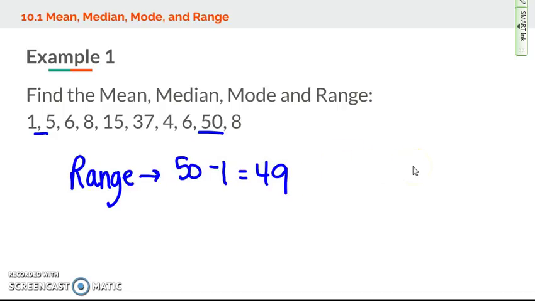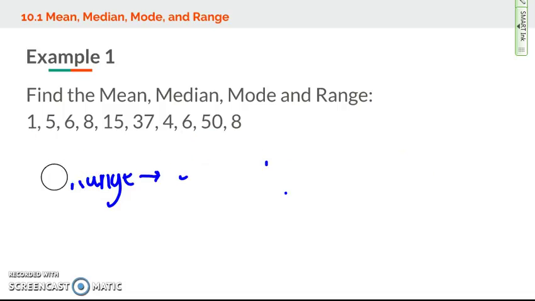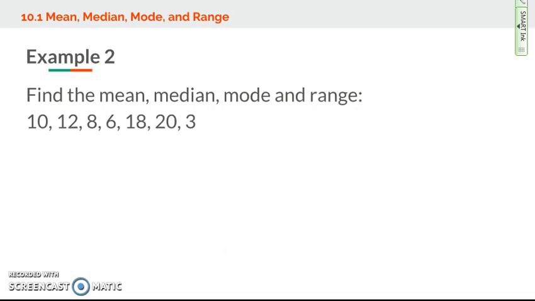All right, let's try one more example. Here's our next one. 10, 12, 8, 6, 18, 20, and 3. So go ahead and make sure you write down that list of numbers. 1, 2, 3, 4, 5, 6, 7. Now we have 7 numbers in our data set. So let's start with the mean.